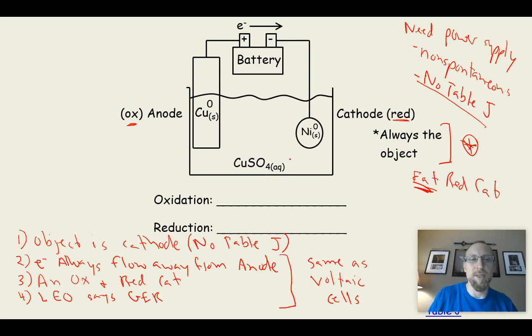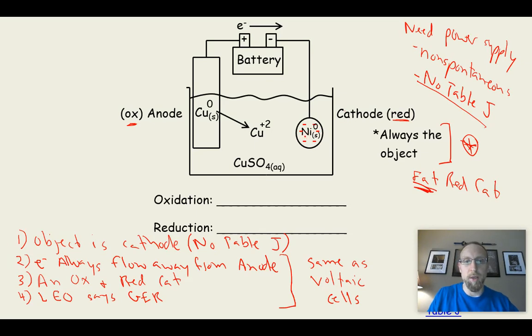Copper 0 is the anode, so that's oxidized. So copper 0 is losing electrons and becoming a copper +2 ion. So when it loses electrons, it goes into solution, and it sends those electrons up, over, through the wire, and down, and then those electrons build up on the cathode, just like in the voltaic cell.